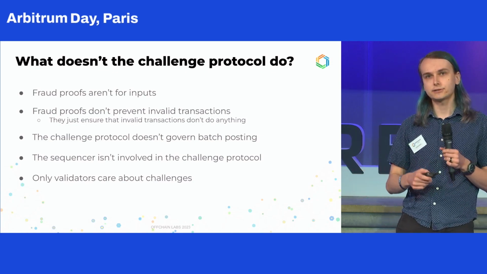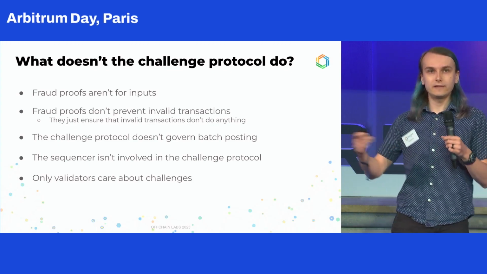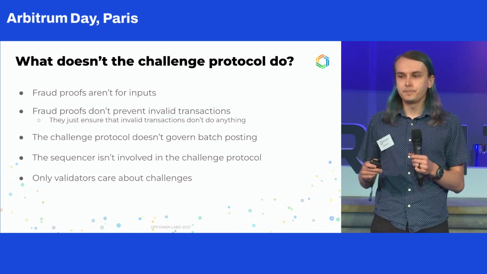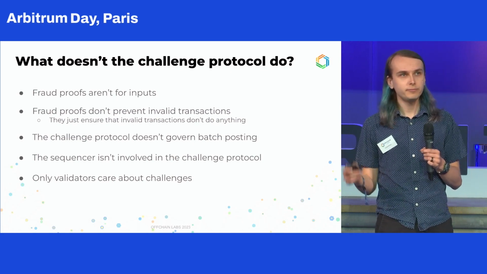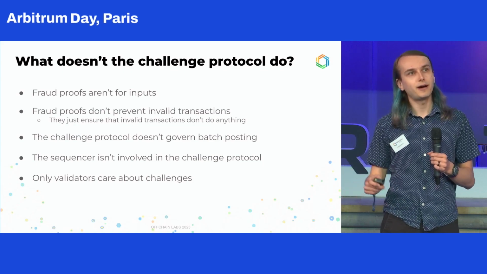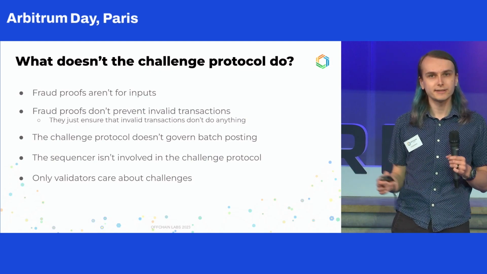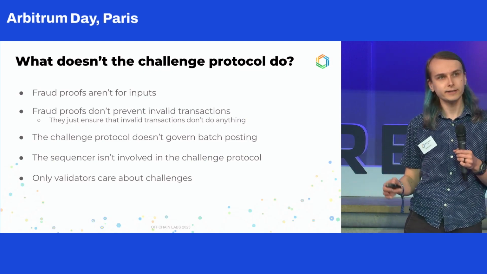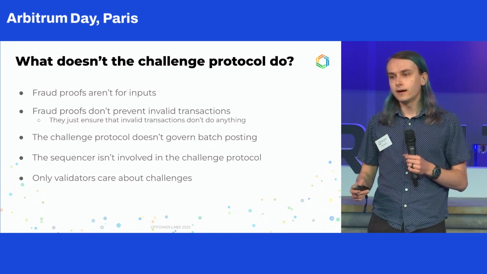I could post that transaction to the delayed inbox. But the Arbitrum chain would not give Bob 5 ETH because it would see that I don't have 5 ETH. Fraud proofs make sure that Bob doesn't get the 5 ETH. They don't make sure that I don't post a transaction. Posting that transaction to the delayed inbox is permissionless and doesn't involve the challenge protocol. By the time the challenge protocol kicks into effect, the inputs, the transactions are already known and ordered.